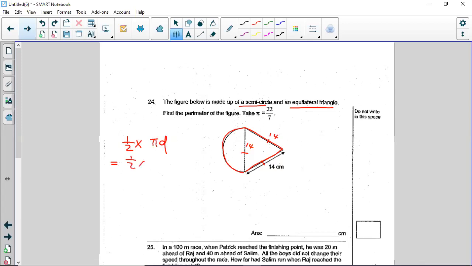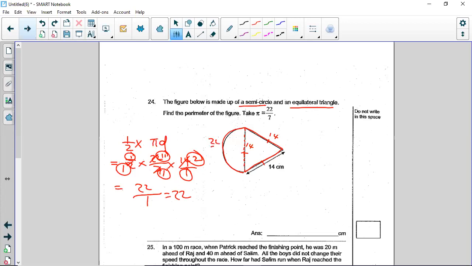So half times 22/7. And what's the diameter of the semicircle? Diameter is the line that cuts a circle into half. So that's 14. Then 2 divided by 2 is 1, 22 divided by 2 is 11, 7 divided by 7 is 1, 14 divided by 7 is 2. Once the denominators are all 1, you can multiply. 1 times 11 times 2 is 22, 1 times 1 times 1 is 1. So the circumference of the semicircle is 22 cm.